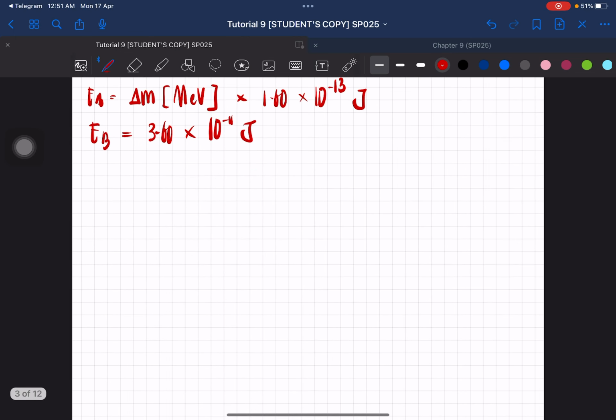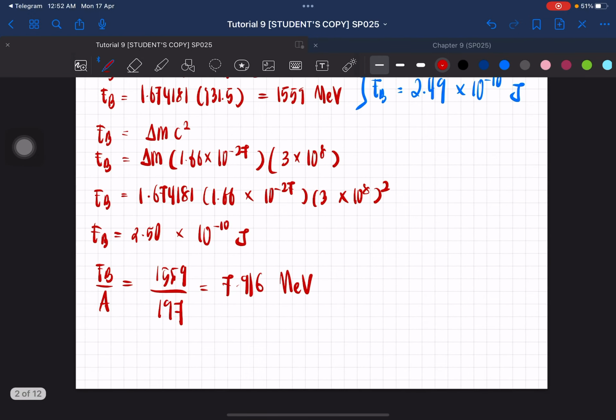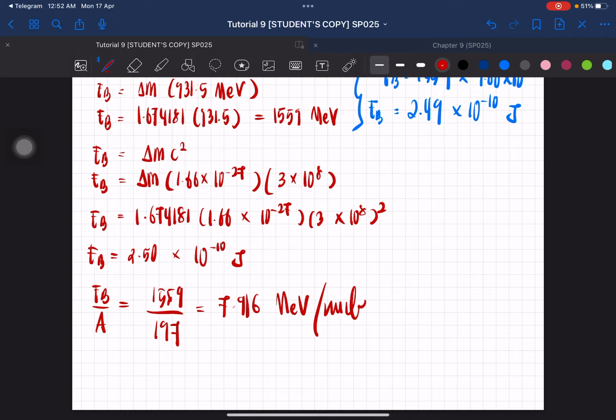Okay, so do the same thing for this one. Since dia minta dalam mega electron volt, we are using the mega electron volt punya value lah. 225 divide by A, which is 27. This is 8.332 mega electron volt per nucleon. I forgot to write per nucleon. Okay, so that is that.